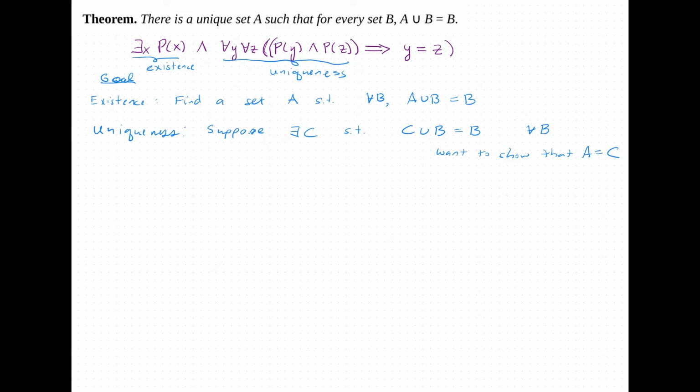So what's an example of that? Pause the video and give this some thought. What is an example of a set A that will satisfy A union B is equal to B for every set B? One possible set is the empty set. And of course, if we assume the conclusion, we know that this will be the unique set. But we have here scratch work.